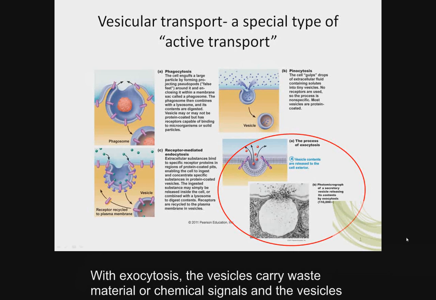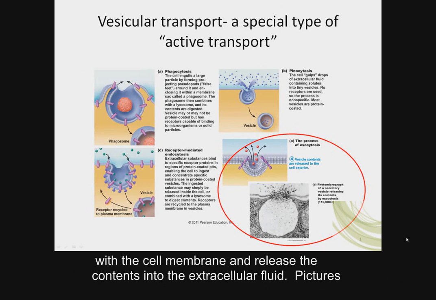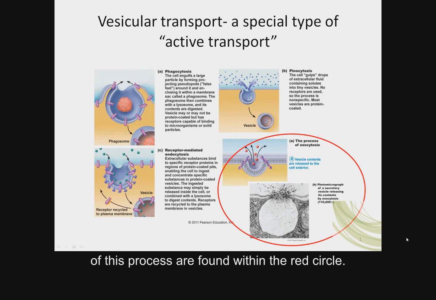With exocytosis, the vesicles carry waste material or chemical signals, and the vesicles fuse with the cell membrane and release the contents into the extracellular fluid. Pictures of this process are found within the red circle.